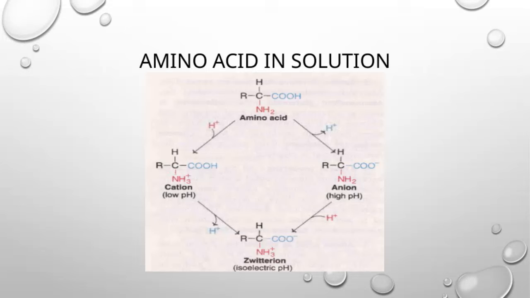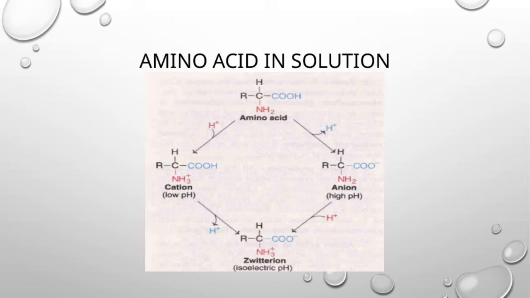Let's take a closer look at amino acids in solution. When amino acids are dissolved, their behavior is quite interesting because they can exist in multiple forms. The key point here is that amino acids have both amino groups and carboxyl groups, which can gain or lose protons depending on the pH of the environment. This means they can exist as positively charged, negatively charged, or zwitterionic molecules.